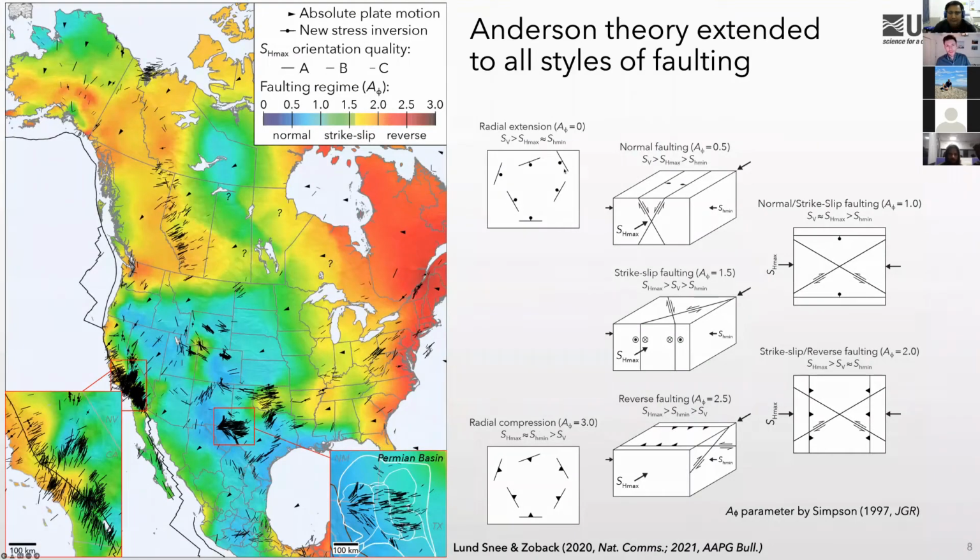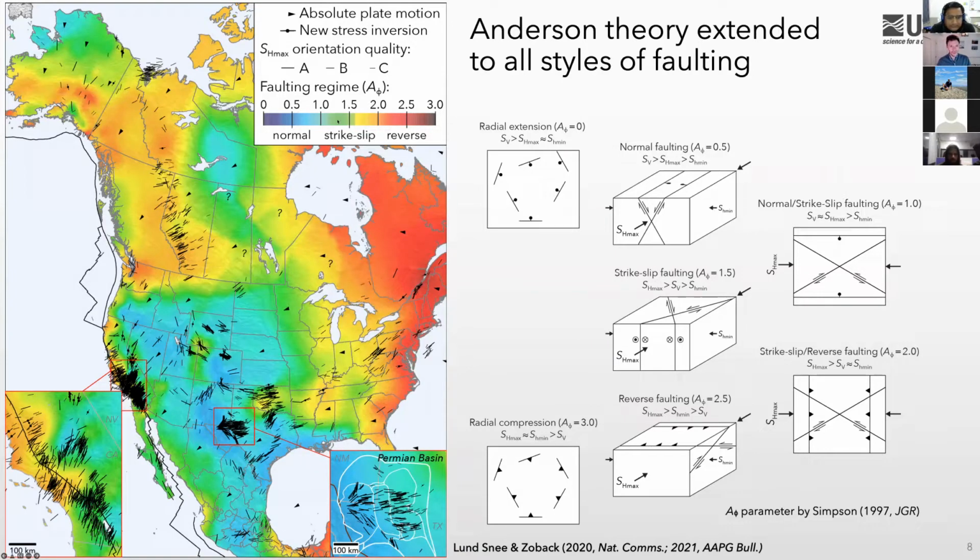So the Aphi scheme is illustrated here with some different types of the style of faulting that is possible in the Earth. The Andersonian faulting styles that I mentioned earlier are shown here in the center column, where we have normal, strike slip, and reverse faulting. And this Aphi value is mapped onto the styles of faulting that are possible. So the value ranges from 0, which is the most extensional possible state of stress, to 3, which is the most compressive, and anything in between can be seen.